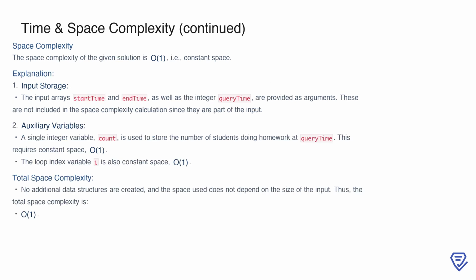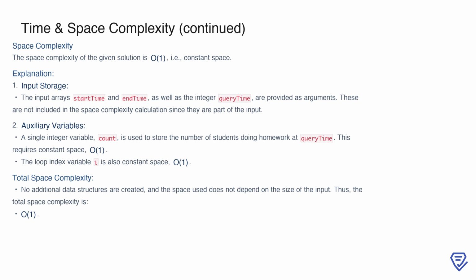Now, let's examine the space complexity. The solution uses constant space, or O(1). This is because the function does not create any additional data structures that grow with the input size. The input arrays, start time and end time, as well as the integer query time, are part of the input and do not count toward the space complexity.